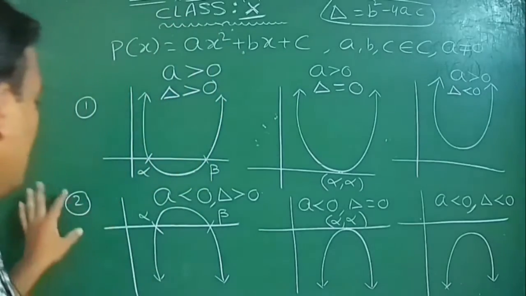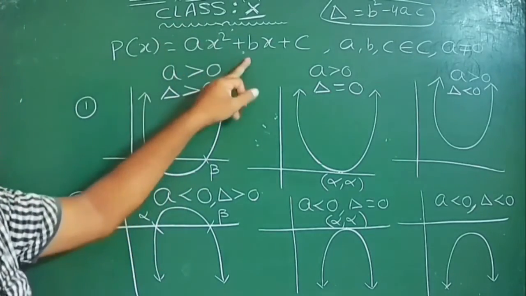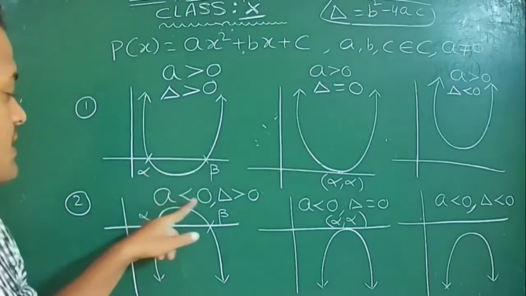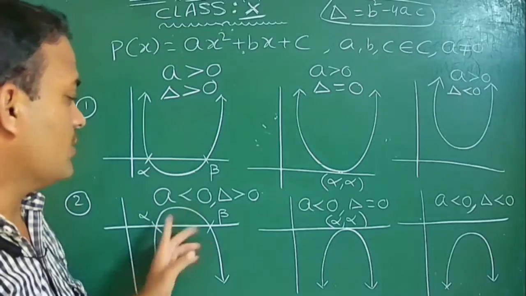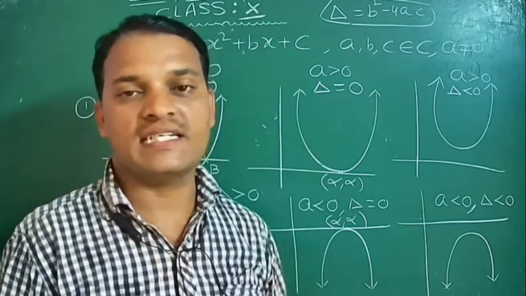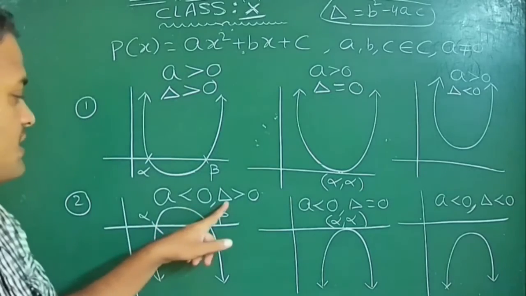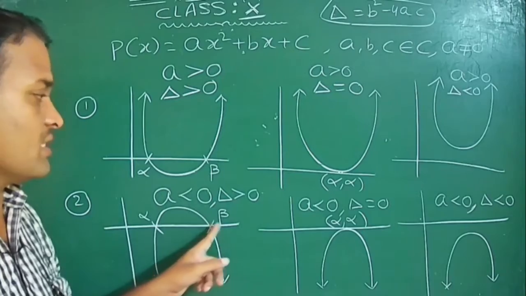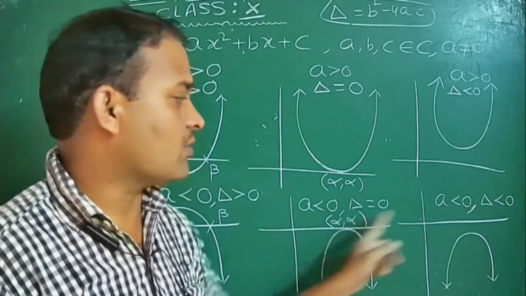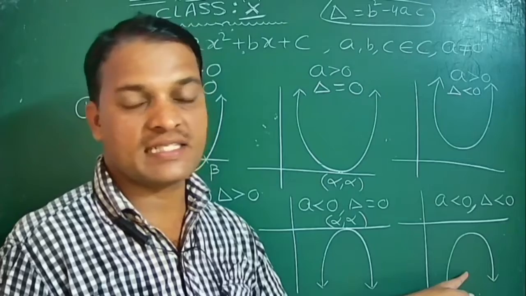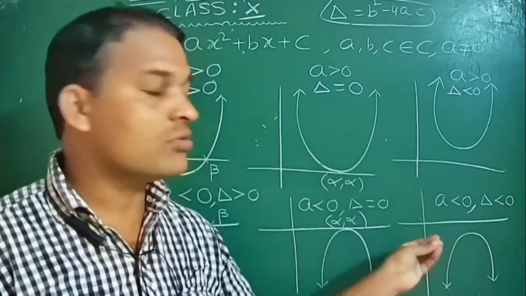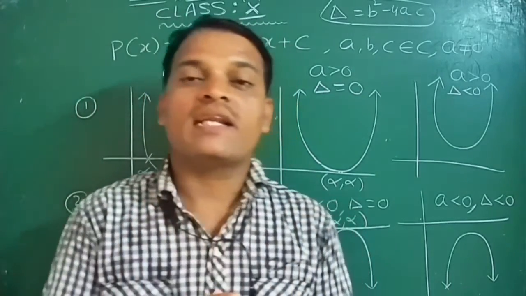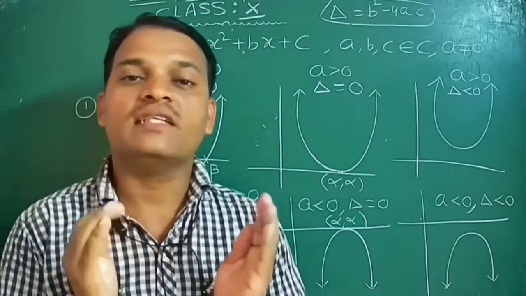Similarly, in the quadratic polynomial, if the leading coefficient a is less than 0, the graph will open downwards. That is the nature of the graph. Then if delta is greater than 0, two distinct roots; delta equal to 0, two equal roots; delta less than 0, it never touches the x-axis, which means there are no real roots, so the roots are called imaginary roots. So this is about the nature of the graphs of a quadratic polynomial.